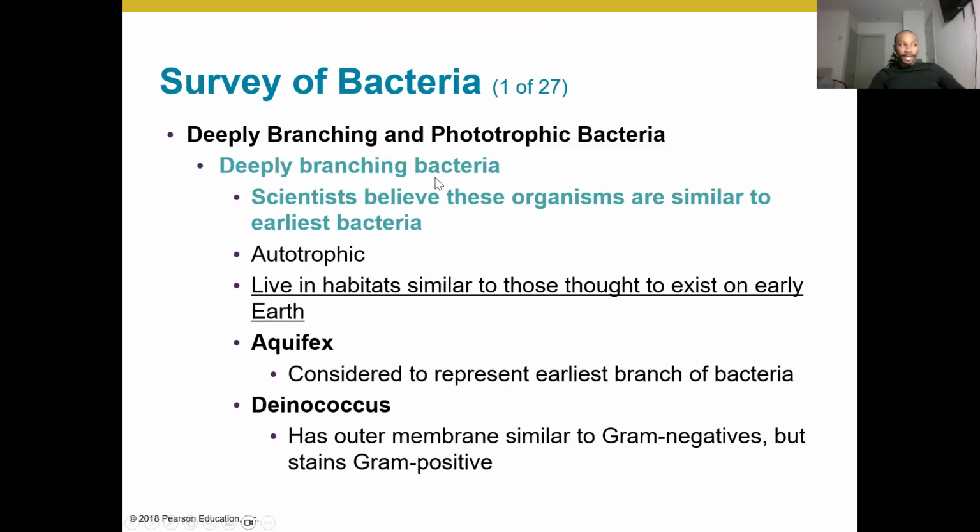Have deeply branching bacteria. These were bacteria believed to be similar to the earliest bacteria found. They're going to live in habitats similar to those thought to exist on early Earth, basically. They're going to be autotrophic.